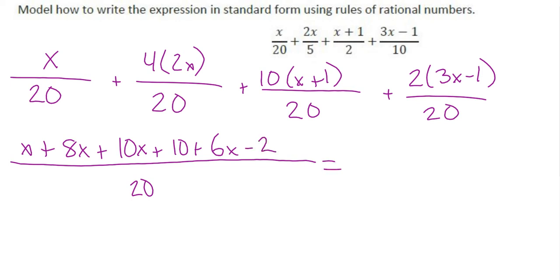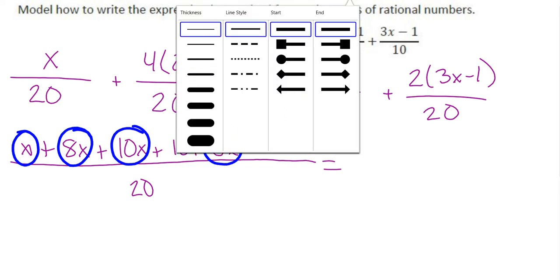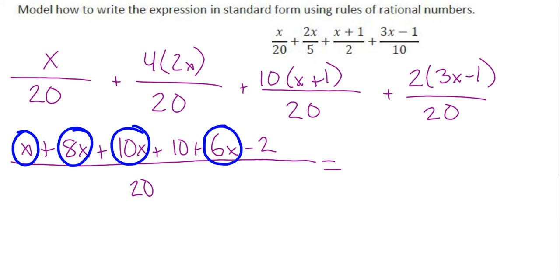So we need to find out how many x's we've got. So let's go back and let's circle all of our x's. Here's an x, here's an x, here's an x, and here's an x. So now we know what all of our x's look like. So what's x plus 8x? No, it's not 8x. It's 9x. Remember, there's a 1 right here. So it's 1x plus 8x, which gives you 9x.